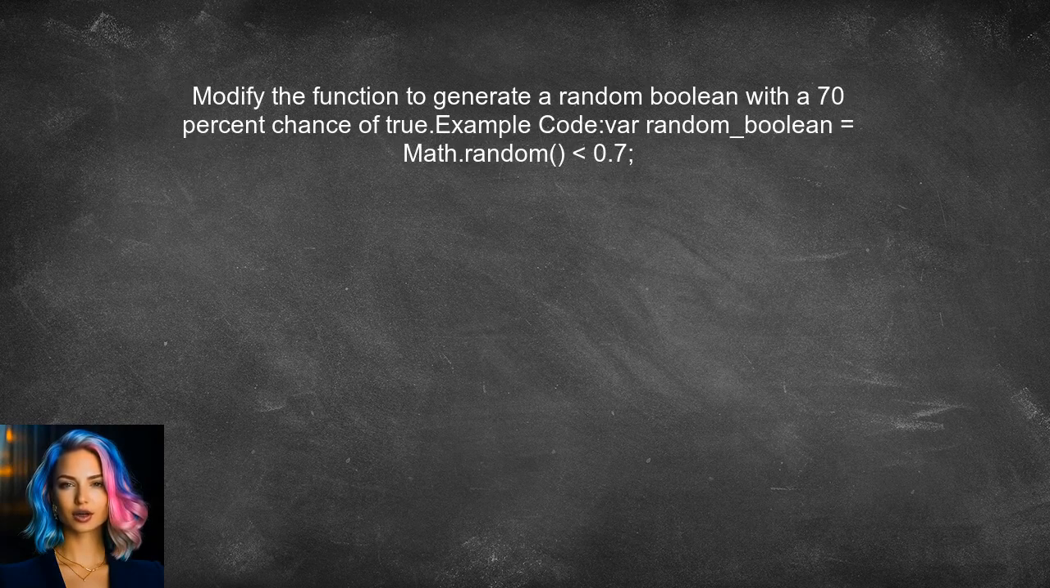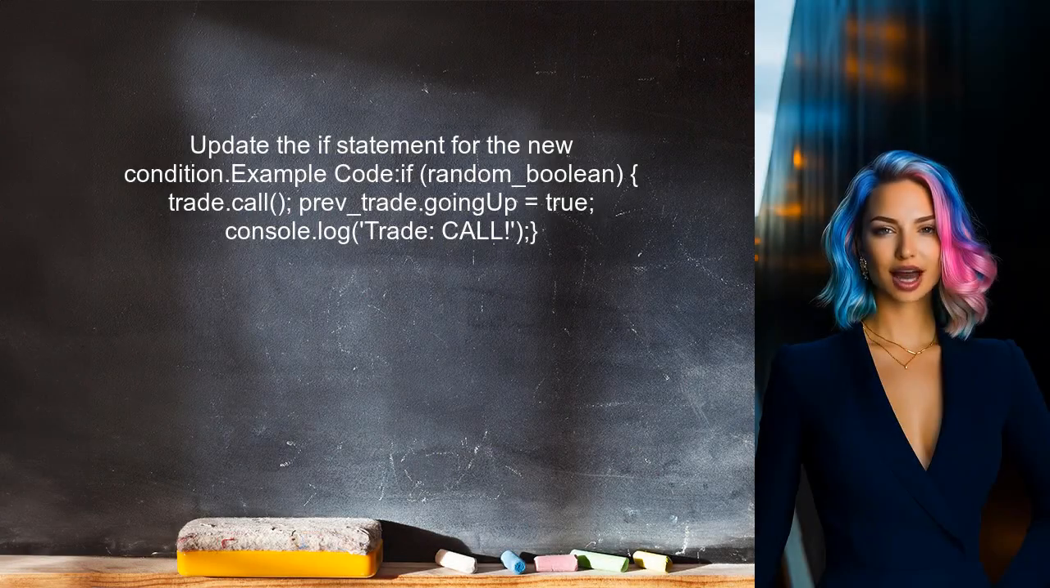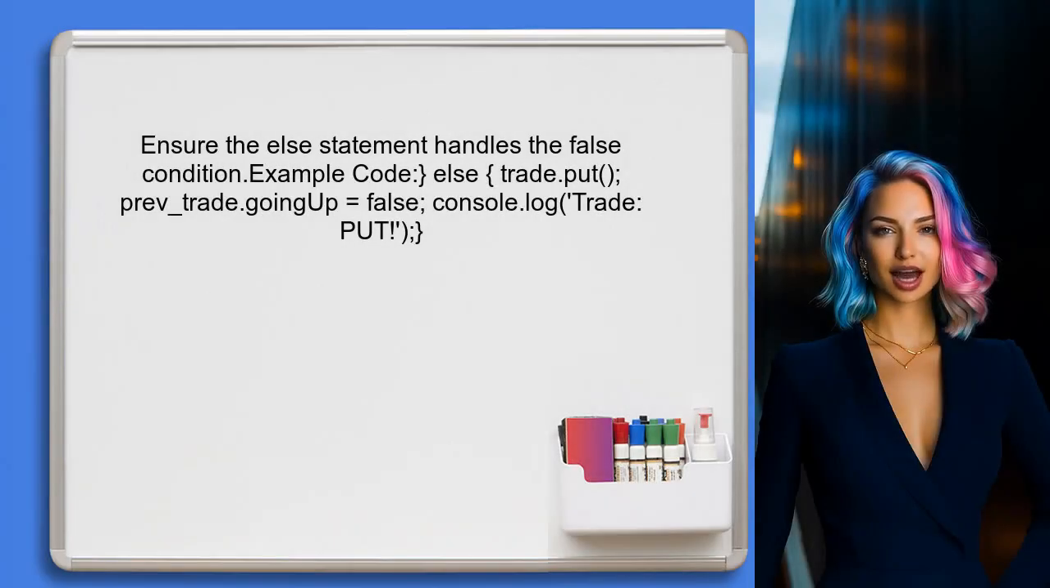To generate a random Boolean with a 70% chance of being true, the user should modify the existing function. Instead of checking if a random number is greater than or equal to 0.5, they will check if it is less than 0.7. Next, the user should update the if statement to reflect this new condition. If the random Boolean is true, the function will call the trade method for a call option. If the random Boolean is false, the user should ensure that the function calls the trade method for a put option instead. This will complete the logic for both outcomes.